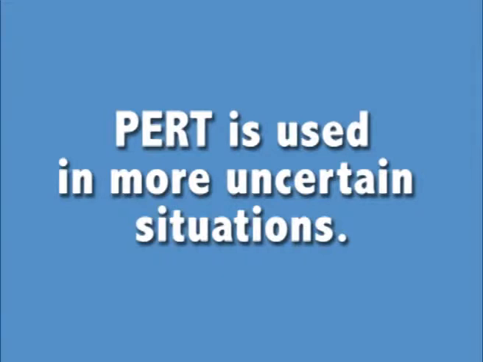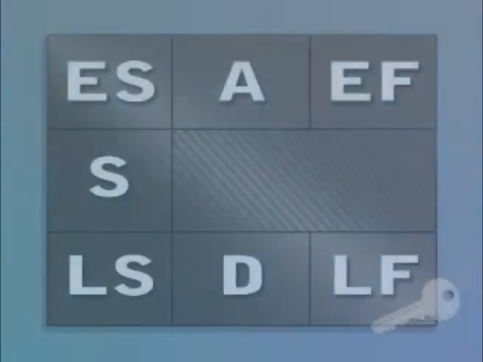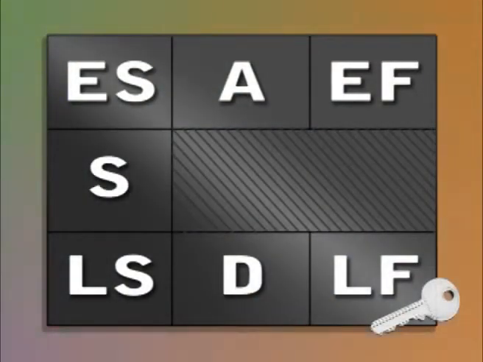We're going to start with the critical path method since it is the simplest way. We're going to use a method that's a little different than in your book. We're going to use this key.